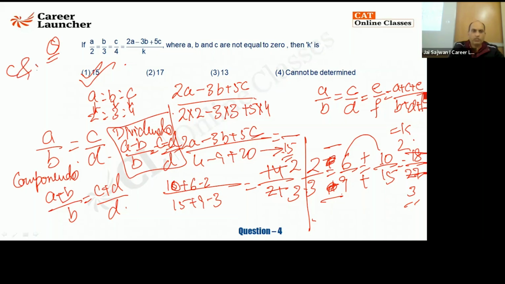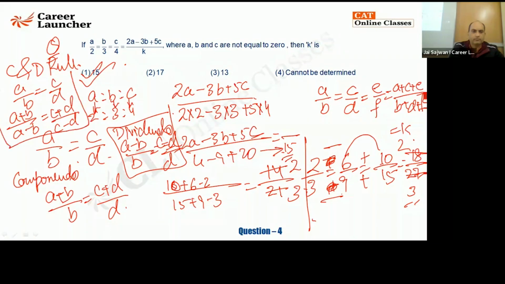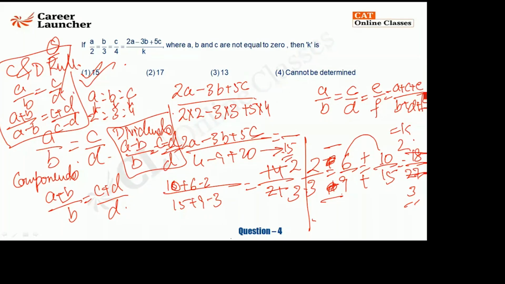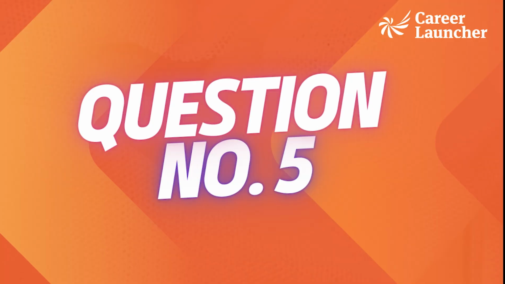I can combine both rules here, componendo and dividendo rule. If A by B is equal to C by D, I'll say A plus B upon A minus B is equal to C plus D upon C minus D. This is your answer. Please look at this. Ask me if there is any question.